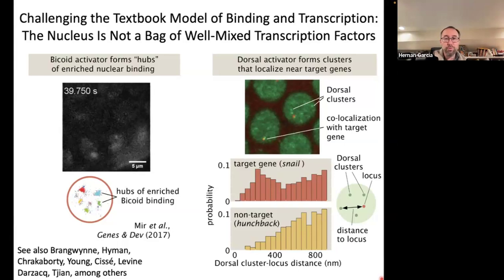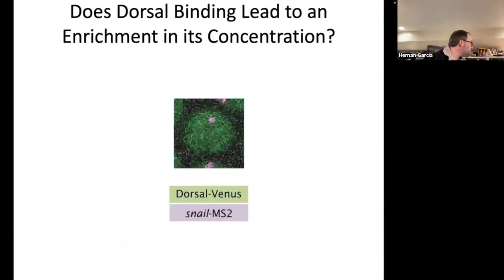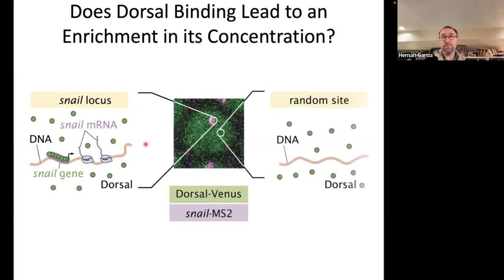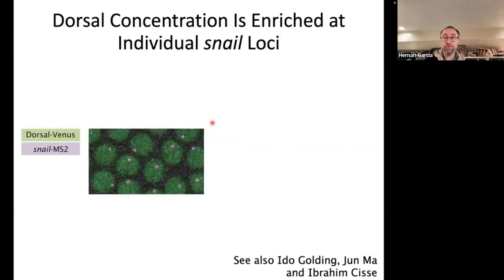So one of the ways we're going about it is inspired by great measurements by Ido Golding, and also Ibrahim Cissé did some stuff, and Jun Ma. Ido, for example, asked the question of, is there more protein in the vicinity of the transcription factor binding site of the gene than anywhere else in the nucleus? They did this in fixed tissue, and they saw that indeed there is more protein here, and that's related to binding. So one of the things we're trying to do is, well, can you do this in real time?